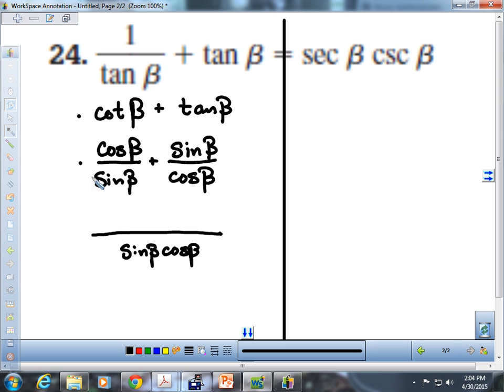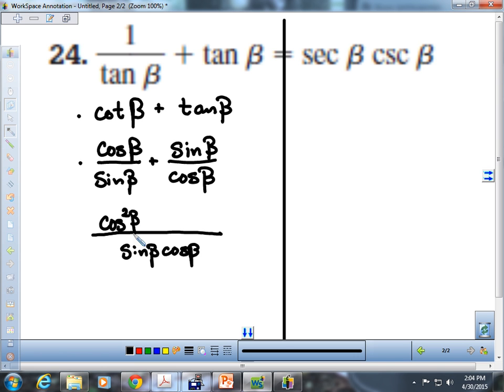Okay, so Jared then, what are we lacking from this fraction on the left? Well, we got the sine, but we lack... We have the sine. What do we lack? The cosine. So what would cosine beta times cosine beta be? Cosine squared beta from the left. So this left fraction would become cosine squared beta over sine beta cosine beta.